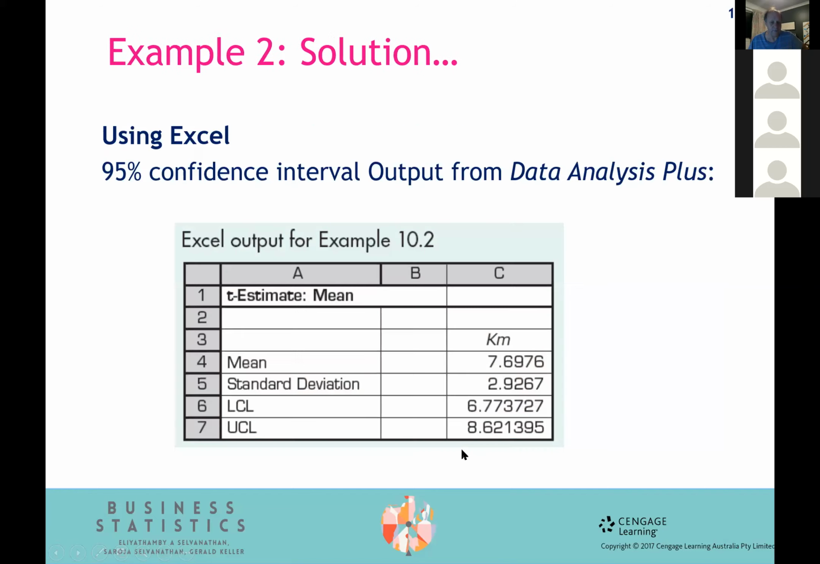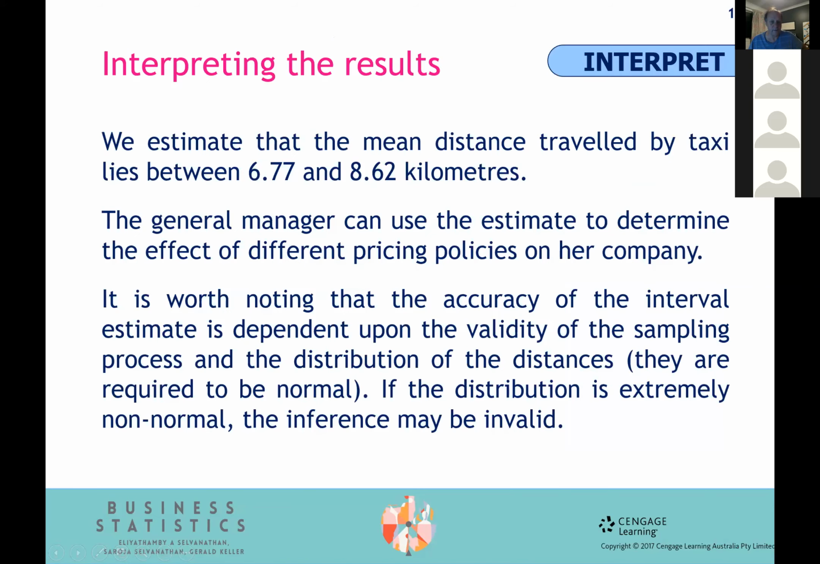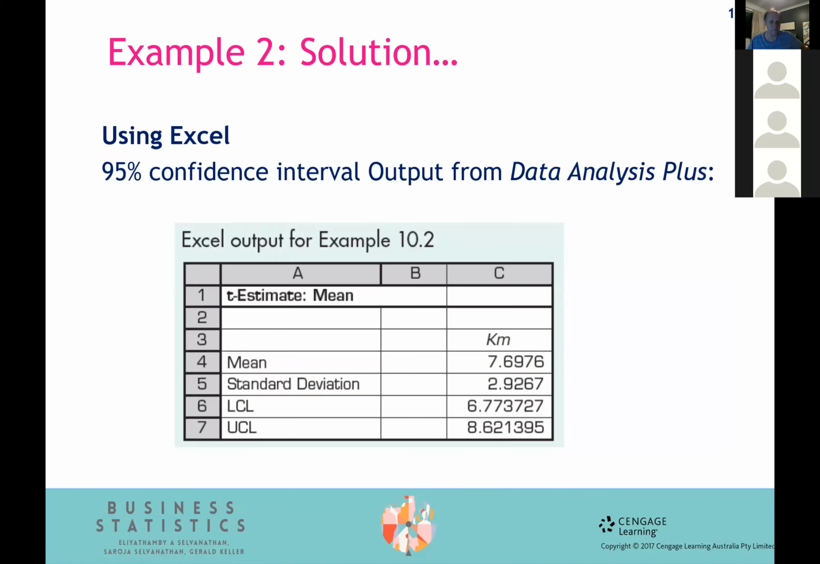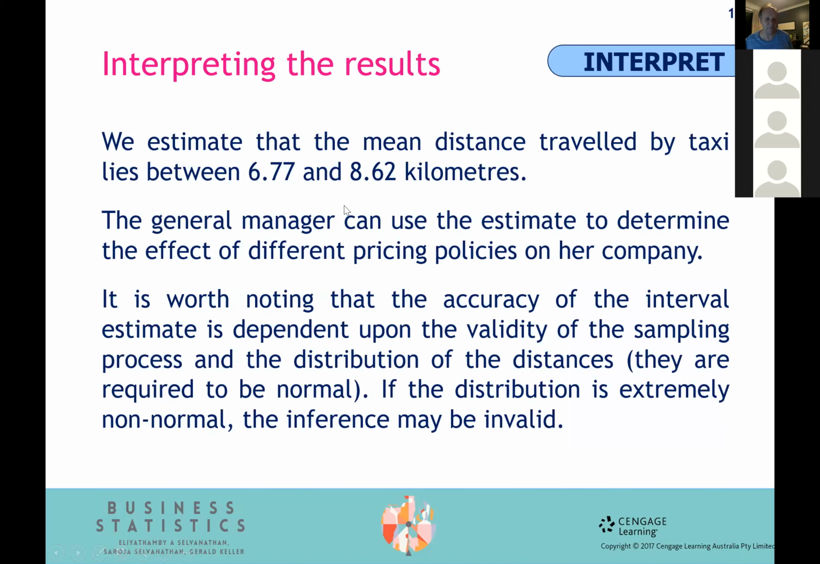Okay, so there they go, interpreting the results. We estimate that the mean distance traveled by the taxis lies between 6.7 and 8.62. And the general manager can use the estimate to determine the effect of different pricing policies. It's worth noting that the accuracy of the interval estimate depends on the validity of the sampling process and the distribution of the distances being required to be normal.